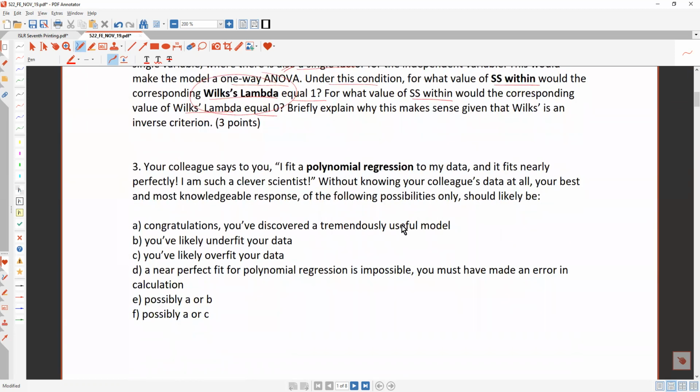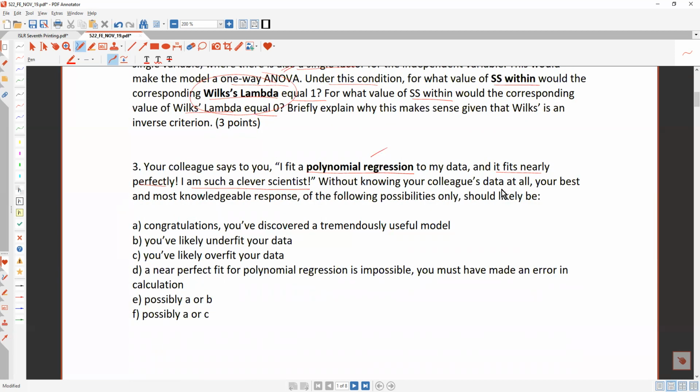Question on polynomial regression, and also, very generally what we've talked about in the course, right? That's how the questions kind of bring some things together. It says polynomial, but there's other kinds of things. The overall theme of the course is present in the question as well. So what does your colleague say? Oh, they did a polynomial regression that fits nearly perfectly. I am such a clever scientist, right?